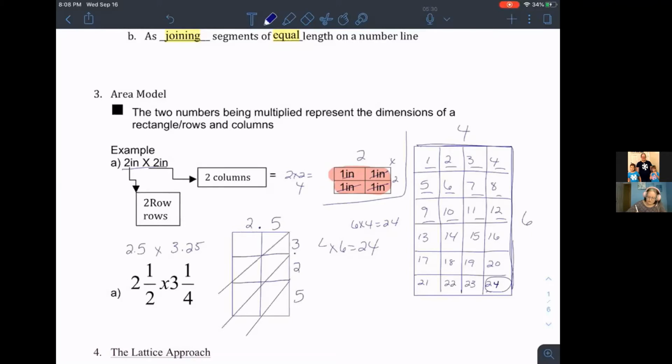Then with the lattice approach, we create divisions between these, and we start multiplying just like regular. So 5 times 3, we have 15. 3 times 2 is 6. And then we have 2 times 5 is 10. 2 times 2, we have 4, so we have 0, 4. 5 times 2 is 10. And 5 times 5 is 25.